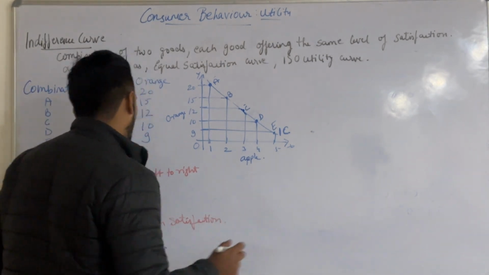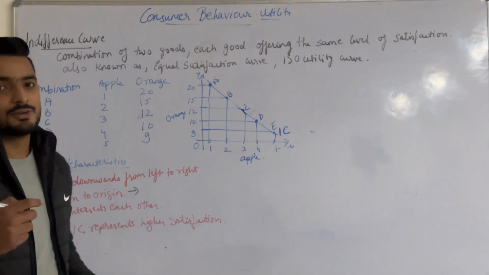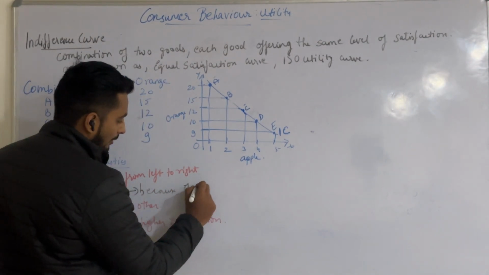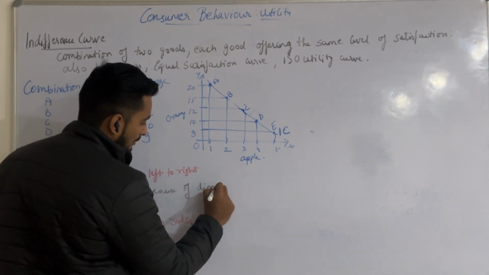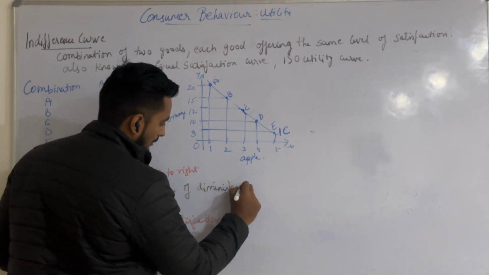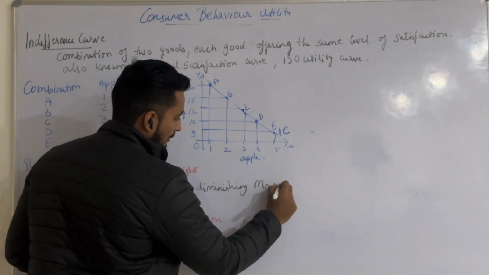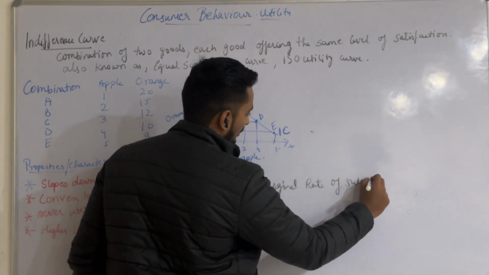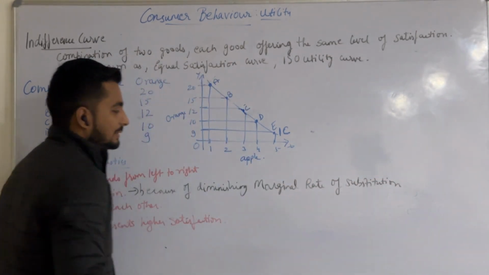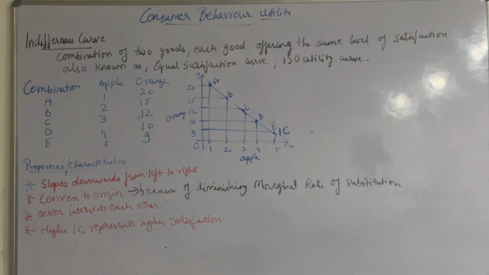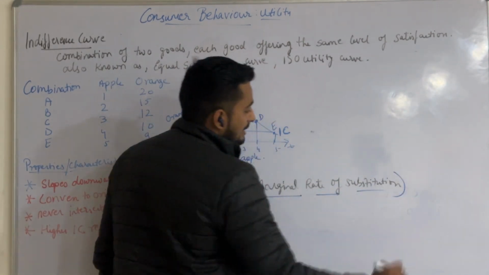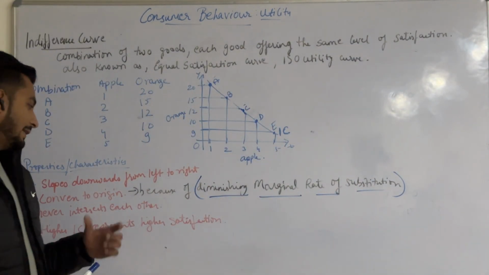The next property is that indifference curve is convex to the origin. This question is always asked: why is indifference curve convex? Why is it convex? Because of diminishing marginal rate of substitution. This answer you will write in your exams. Why is it convex to the origin? Because of DMRS, the law of diminishing marginal rate of substitution. This point you will write for convex to the origin.